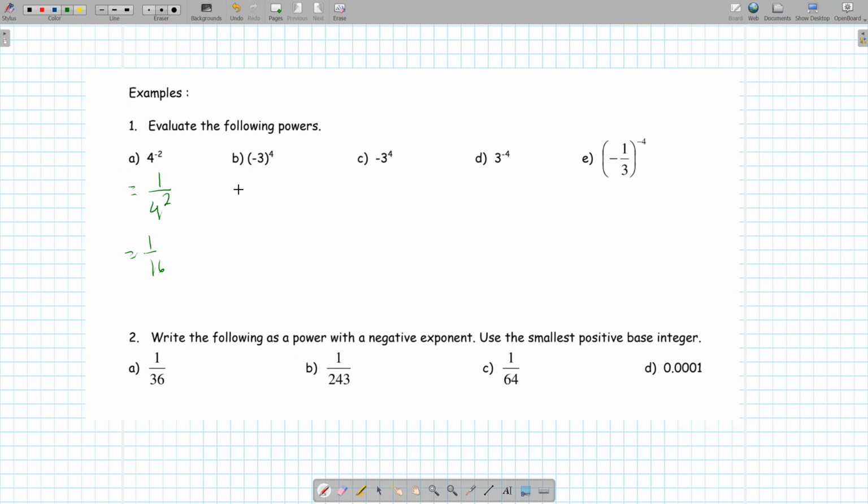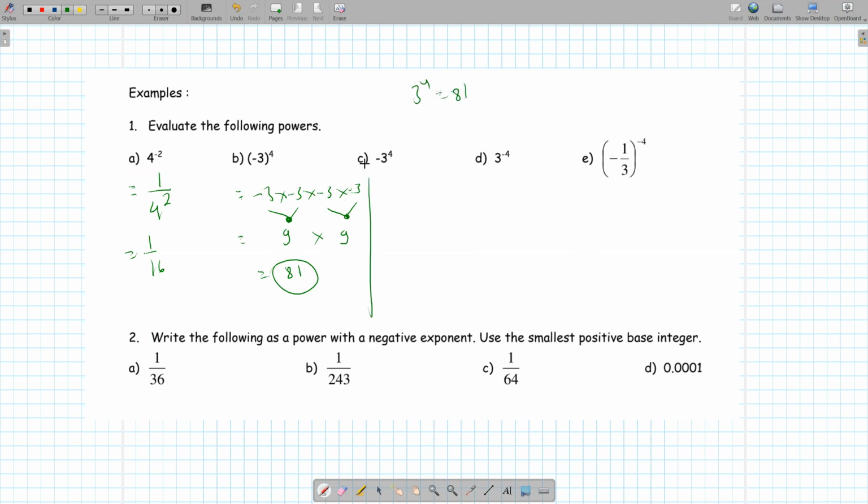Negative 3 to the power of 4. What do you think that is? So that's negative 3 being multiplied 4 times, right? That's what it means. You have negative 3 times negative 3. What's that? 9. And then you have 9 times another negative 3 times negative 3, which is another 9. You get an 81, okay? Which is what 3 power 4 is. 3 power 4 is 81.